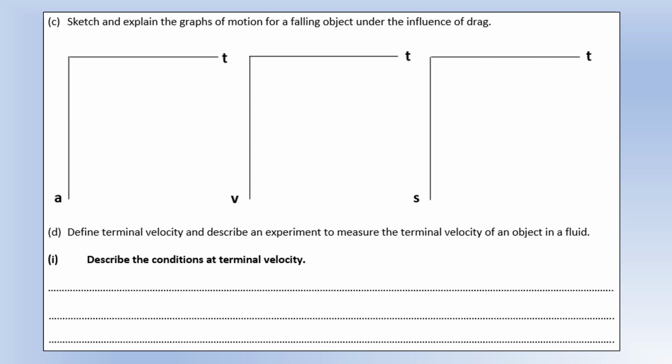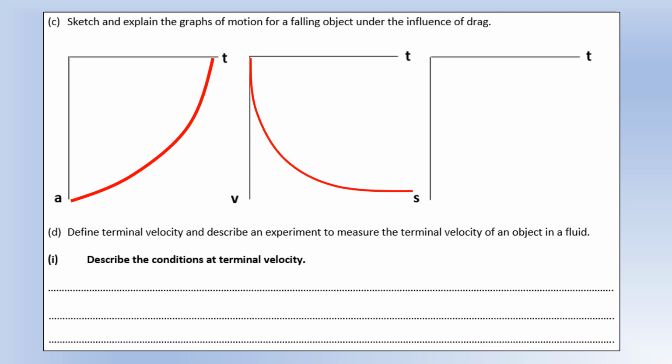So now we're going to sketch and explain the graphs of motion for a falling object. The acceleration starts off at minus 9.81 and then rapidly decreases to 0. The reason it has this shape is because drag is proportional to velocity squared. So the acceleration heads to 0 at an increasing rate.